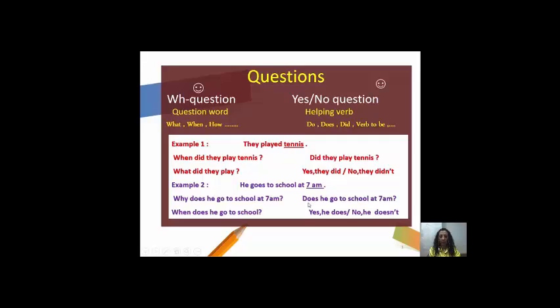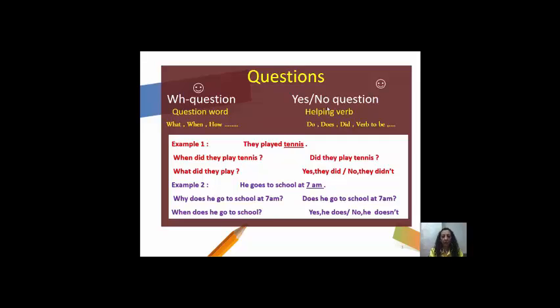Second step, to form a WH question, put the question word before the yes or no question. So put why before does. So the question is, why does he go to school at 7 a.m.? But if we want to ask about 7 a.m., the time, with when, we must cross out 7 a.m. and put when at the beginning of the question. When does he go to school? So the answer is he goes to school at 7 a.m.